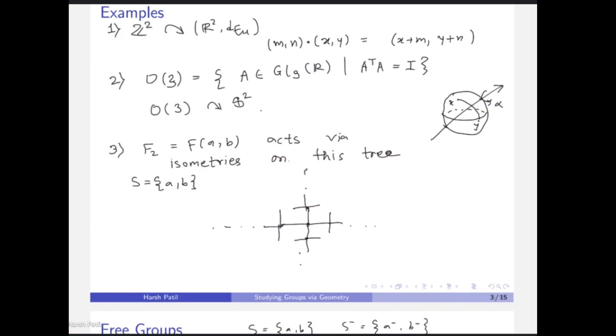So now the free group on this two element set acts via isometries on this tree. So how does it act? a just shifts this point to this point, and the picture at every point looks the same. I'm sorry, this drawing of the tree is not very good. And b moves this point to this point, and the neighbors of the point move accordingly. Okay, so yeah.